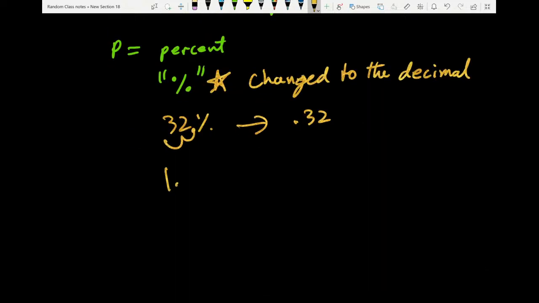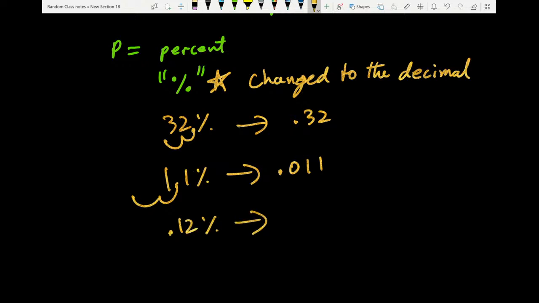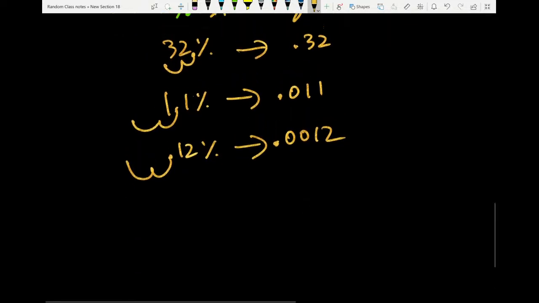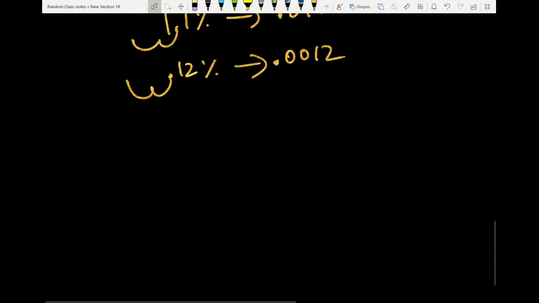What if I've given you 1.21%? You move the decimal like that. It becomes 0.0121. What if it's, let's say, 2%? It moves 2 to the left. So what if I give you a problem something like that? Any question? No? Okay.